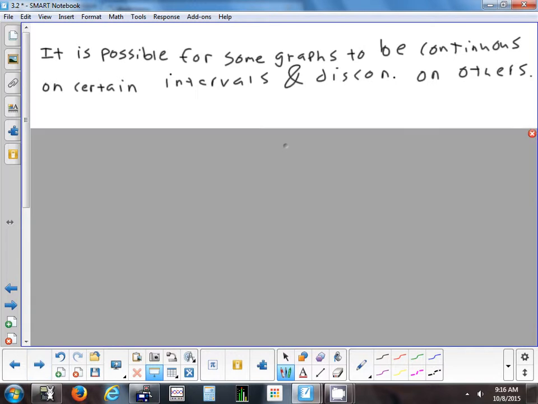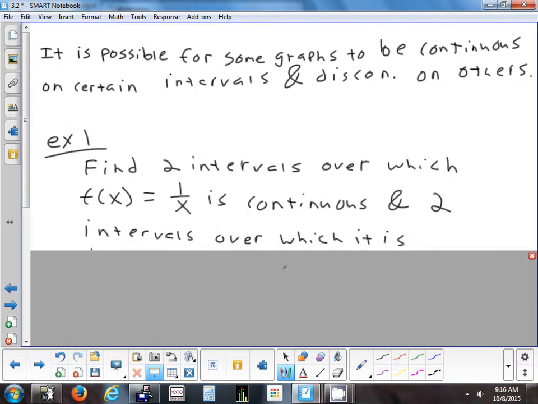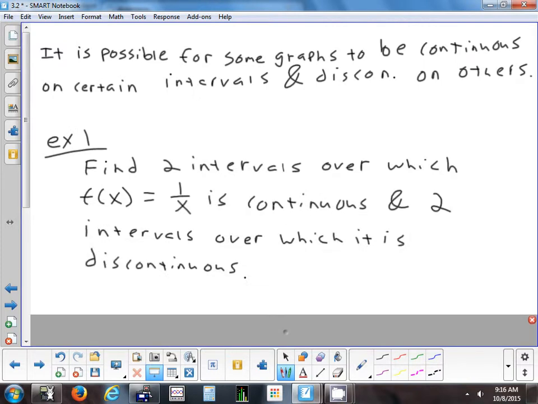So I just mentioned this idea to you. On some graphs, it's possible you could pick some intervals that are continuous and some intervals that are discontinuous. And we're going to do that in this example. I'm going to type this graph into the calculator, and I want to write down two intervals that I could trace between without picking up my pencil, and two intervals that I couldn't. And there's infinitely many answers here.